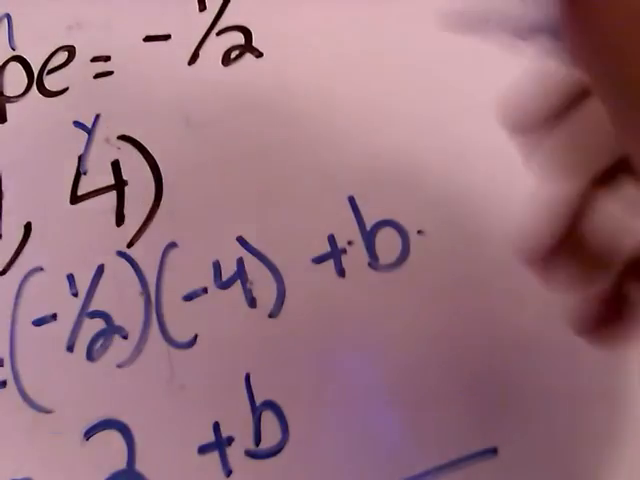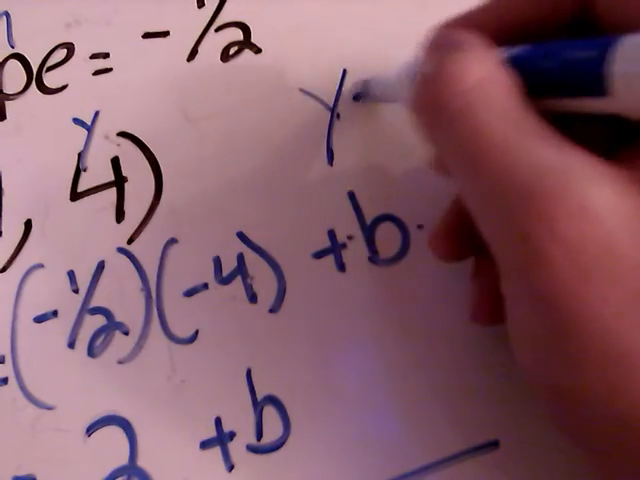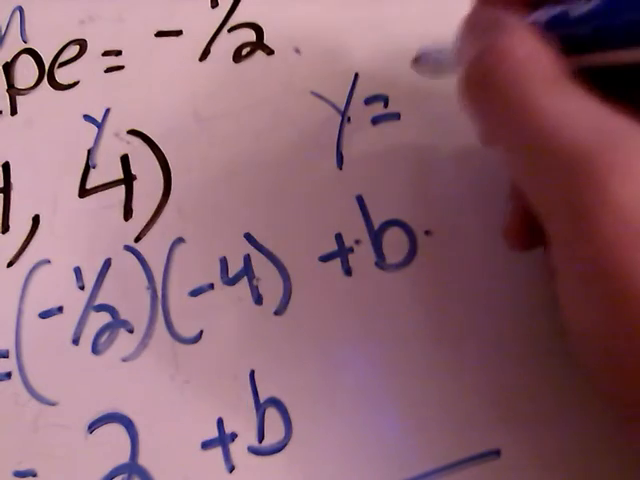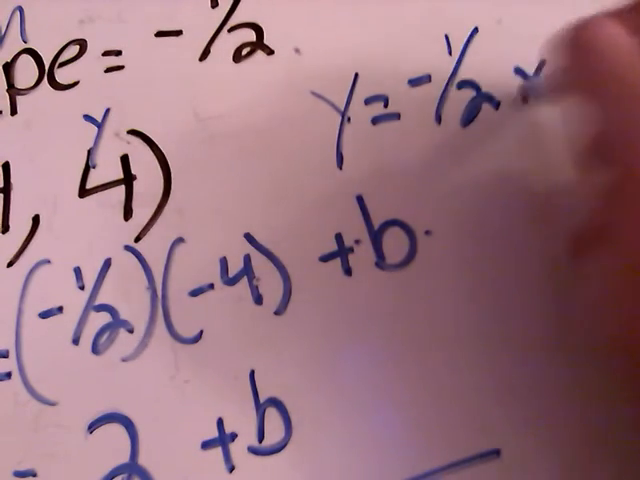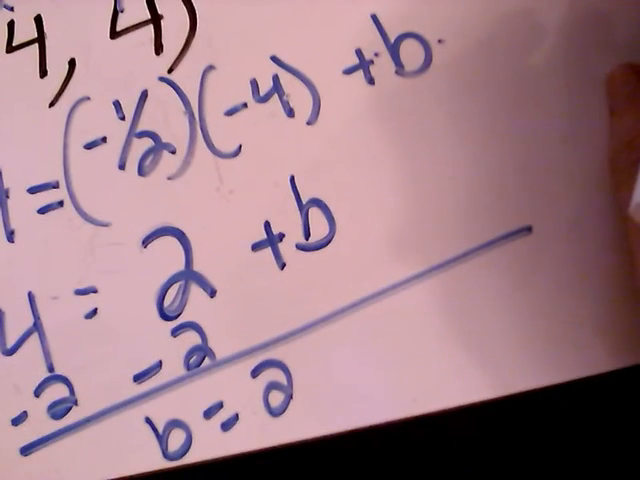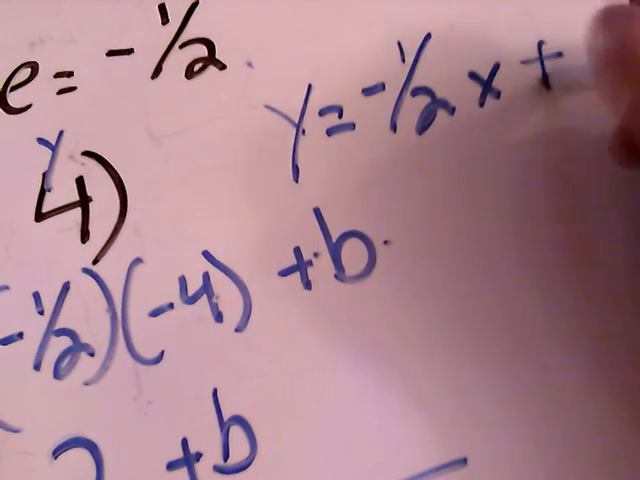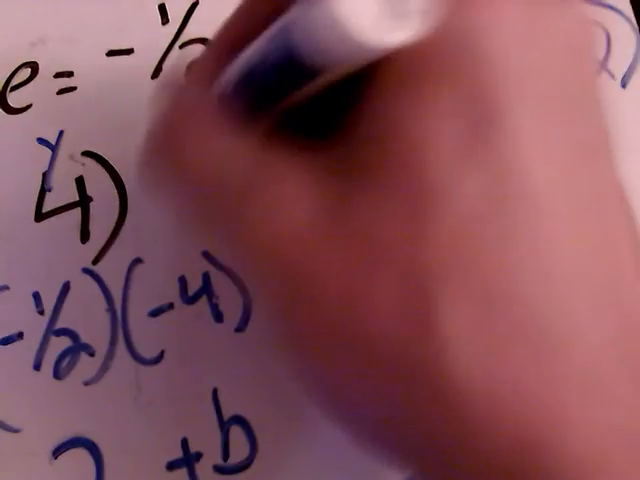You have to go back, make yourself some room, go y equals, find the slope. Well, we started with the slope right here. And then remember, we found b to be down here be 2. So since 2 is positive, it becomes a plus 2, and there's my final answer.